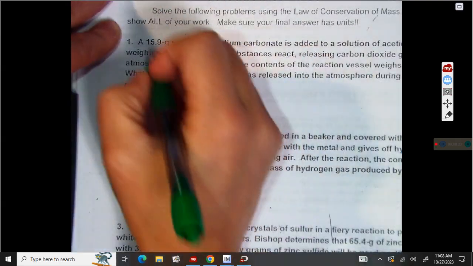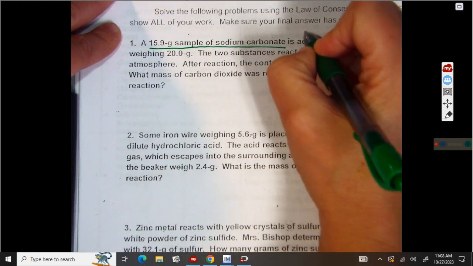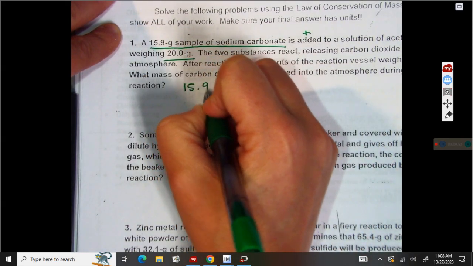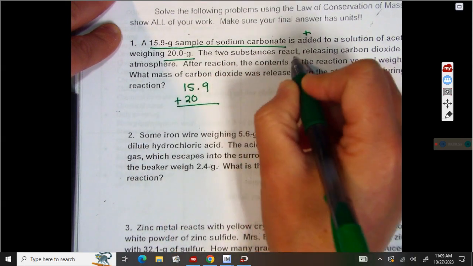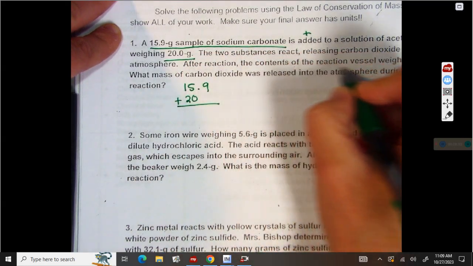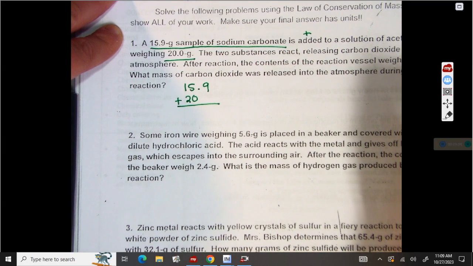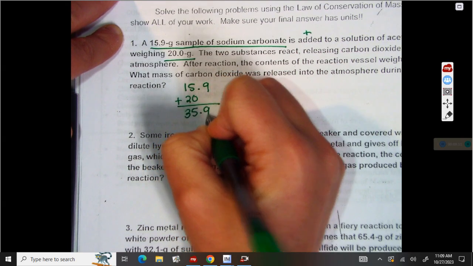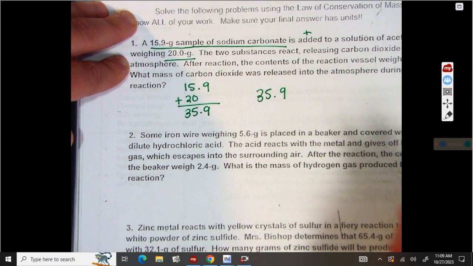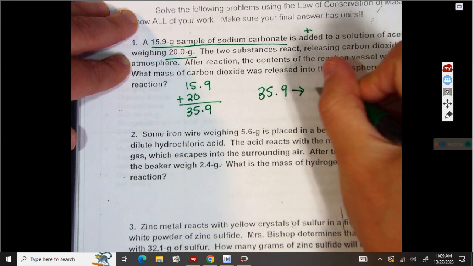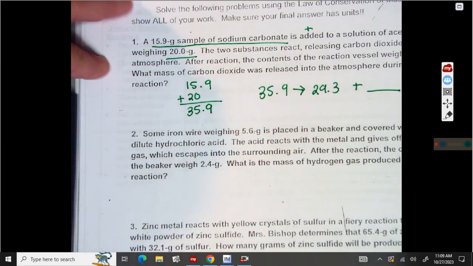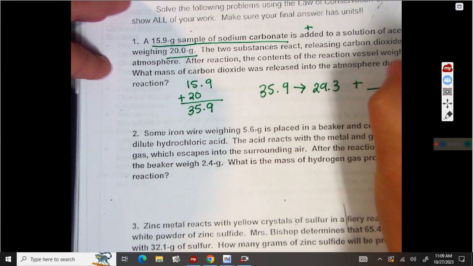So I start with a 15.9 gram sample of sodium carbonate. It's added to a solution of acetic acid weighing 20 grams. So I already see 15.9 plus 20. The two substances react, releasing carbon dioxide gas into the atmosphere. After the reaction, the contents of the vessel weighed 29.3. So how much carbon dioxide was released? So this total is 35.9. So the total in the reaction was 35.9. Now it says after the reaction, there was 29.3. So how much carbon dioxide was produced? Well, we subtract just like we did in the last one. 35.9 minus 29.3 equals 6.6 grams.